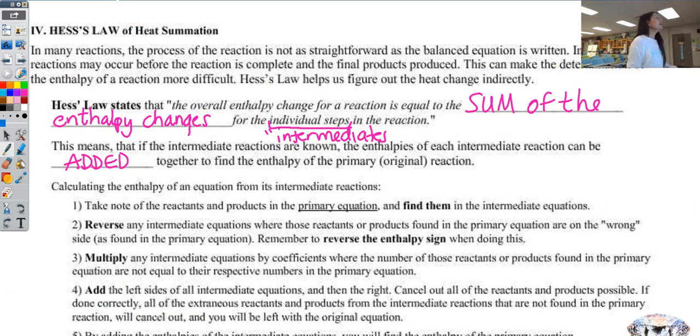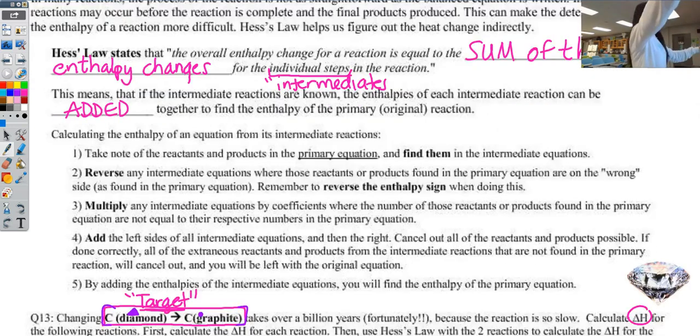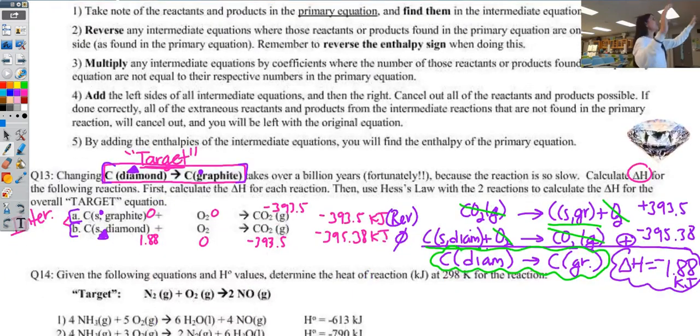So what Hess's law states is the overall enthalpy change for a reaction is equal to the sum of all of the enthalpy changes for what are called the individual steps or the intermediate steps in the reaction. So this is kind of where the books can lead us and say, what do we do? How do we do it? But in reality, the best thing to do is actually just to watch it done, okay? And so that's going to be the fastest thing.